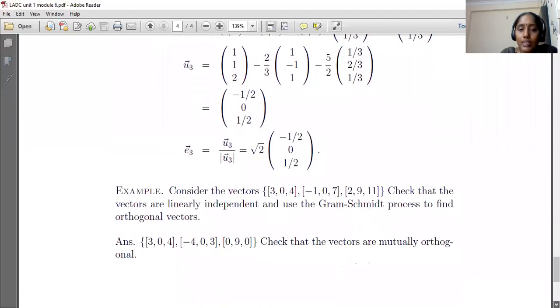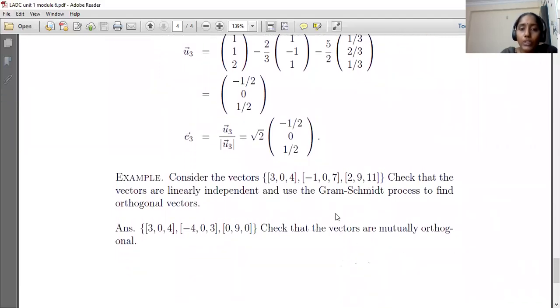Here I am giving one problem for you. You can try it yourself. Consider the vectors 3, 0, 4; minus 1, 0, 7; 2, 9, 11. Check that the vectors are linearly independent and use the Gram-Schmidt process to find orthogonal vectors.